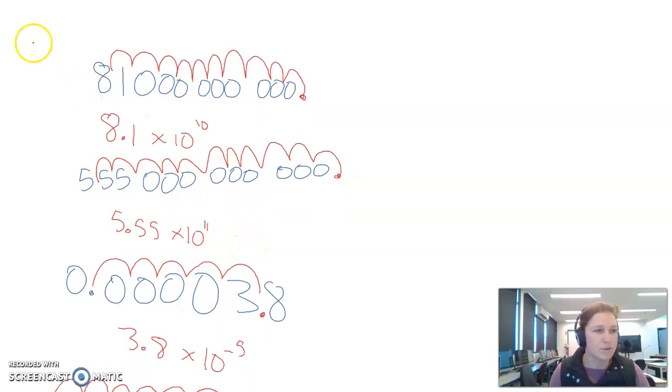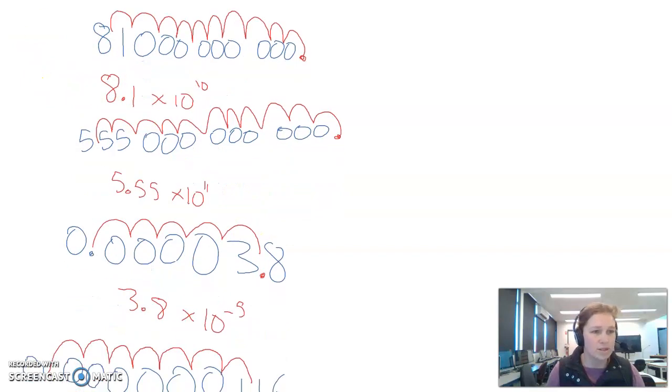And then this one, it's a really small number. It starts here, really small. So a number between 1 and 10, that number is 3.8, after the first number here. So it's 3.8, and not 8.3, 3.8. And how many jumps did you have to do? You have to do 1, 2, 3, 4, 5.